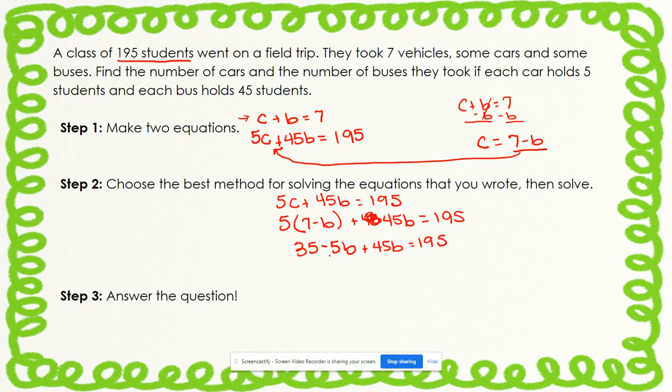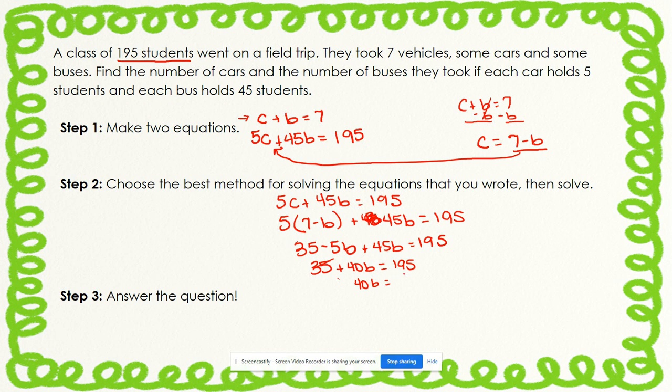So now I need to combine my like terms. On this side, I have negative 5B plus positive 45B. I can't do anything with 35, so I'm just going to rewrite it. Negative 5B plus positive 45B gives me positive 40B. So I'll write plus 40B, and this equals 195. Now I'm just going to solve my equation, so I'm going to subtract 35 from both sides, which will get rid of this 35 and leave me with positive 40B.